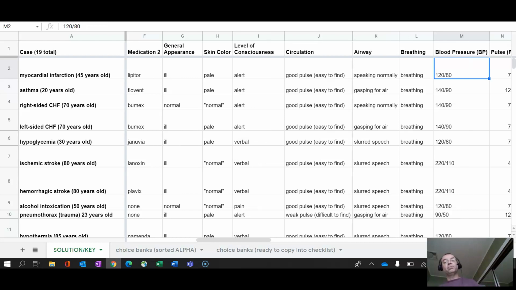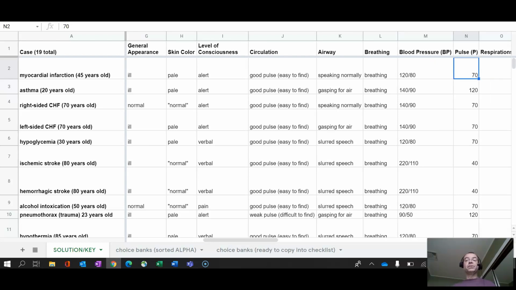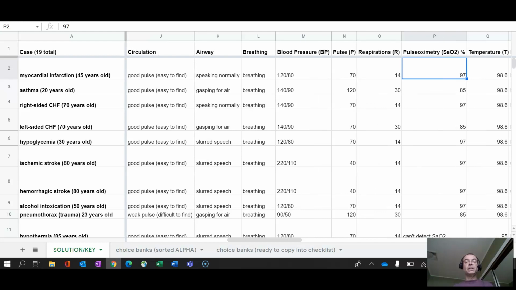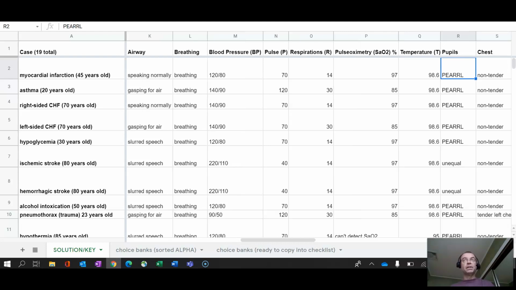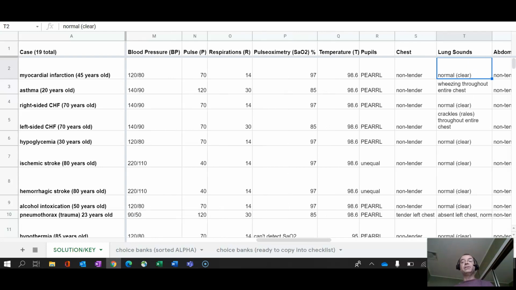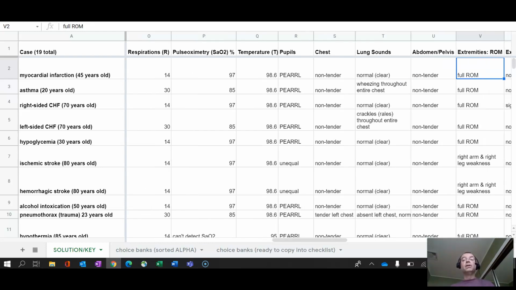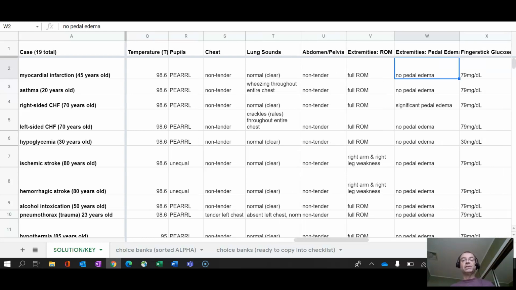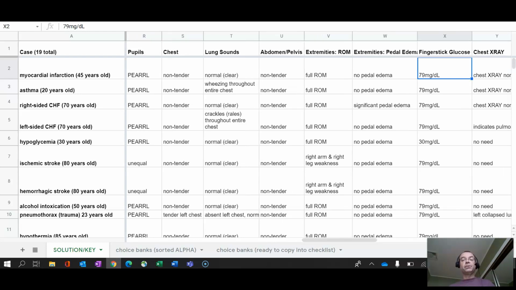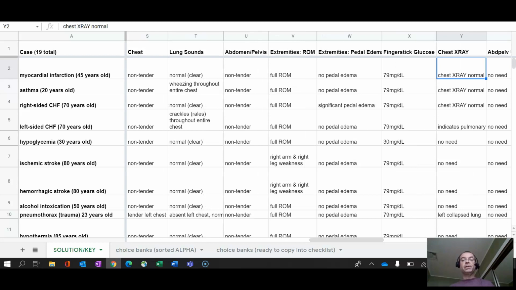Blood pressure is stable at 120/80. Pulse is 70. Respirations are 14. Pulse oximetry is 97%. Temperature is 98.6 degrees Fahrenheit or 37 degrees Celsius. Pupils are pearl, chest is non-tender, lung sounds are clear, abdomen is non-tender, full range of motion in all four extremities, no pedal edema, fingerstick glucose is normal, chest x-ray is normal.